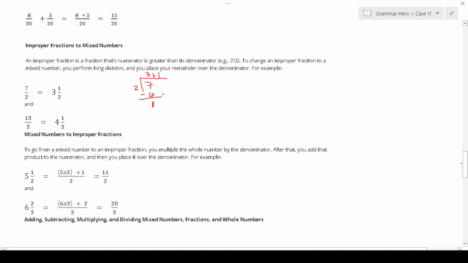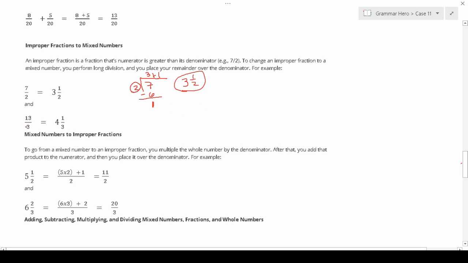And when we're working with remainders and fractions, we actually take this remainder and put it over the divisor. So this would actually be 3 remainder 1 over 2, or 3.5. Okay? Let's try another one just to make sure we got it.